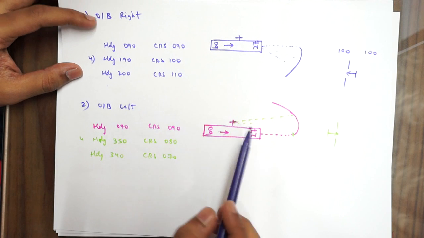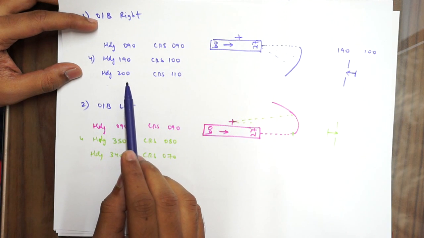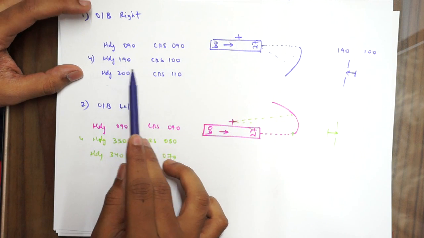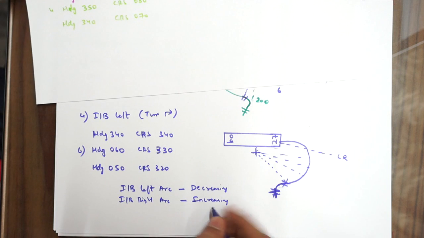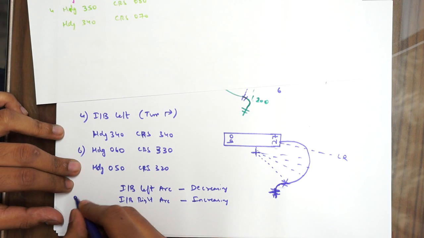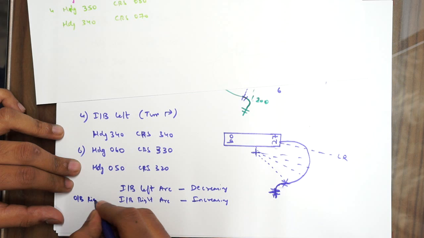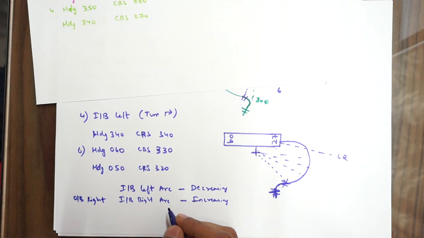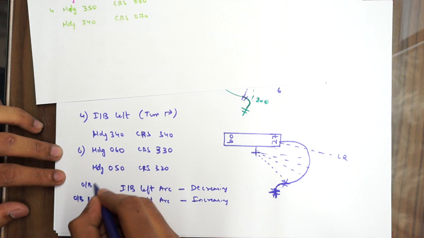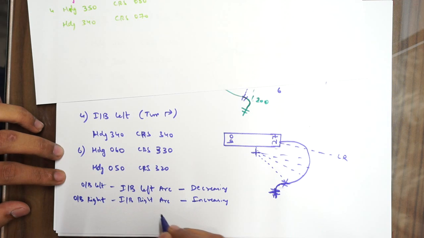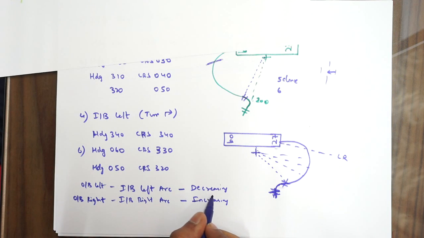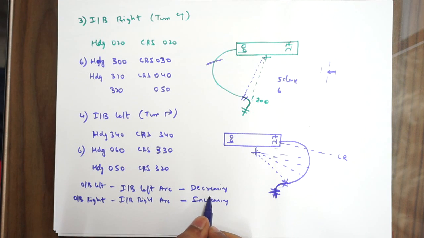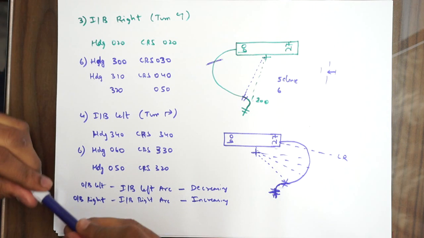Okay, and let me just get this also. So look at this one here. You have outbound right. Okay, so outbound right is also increasing. So let me just write it here itself. Outbound right also is increasing. Outbound left is decreasing. So in the left turns you decrease, left arcs basically you decrease, and the right arcs you increase the value. Okay, so I hope the procedure is clear to you.